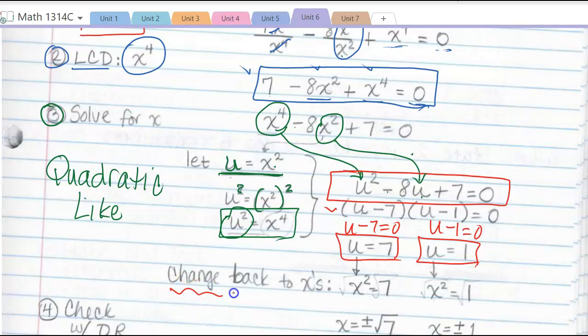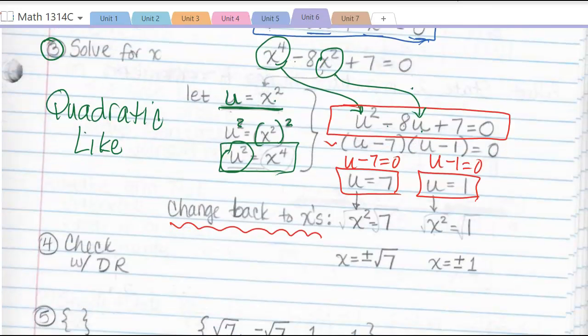So I actually have to change it back to the x's. So how do I change it back to the x's? Well, I change my u back to x squared. So that's where this x squared came from. Then I'm going to square root both sides, and that's how I get x. And don't forget, when you take the square root, you need plus or minus the square root of 7. So I do the same thing over here.